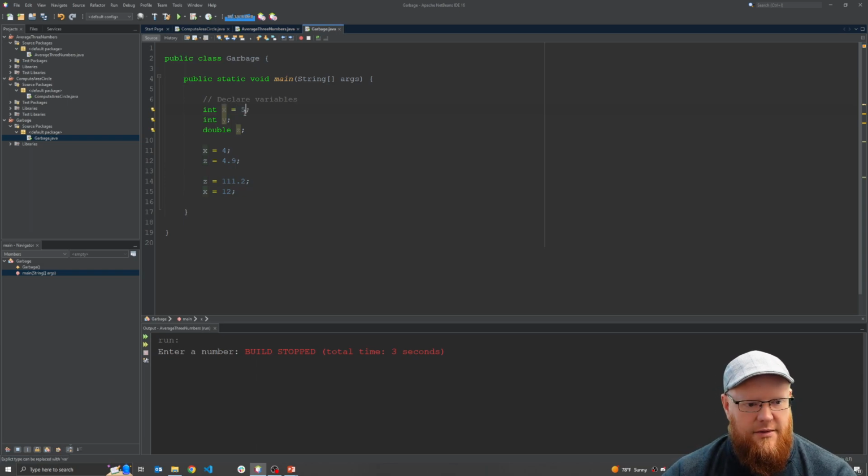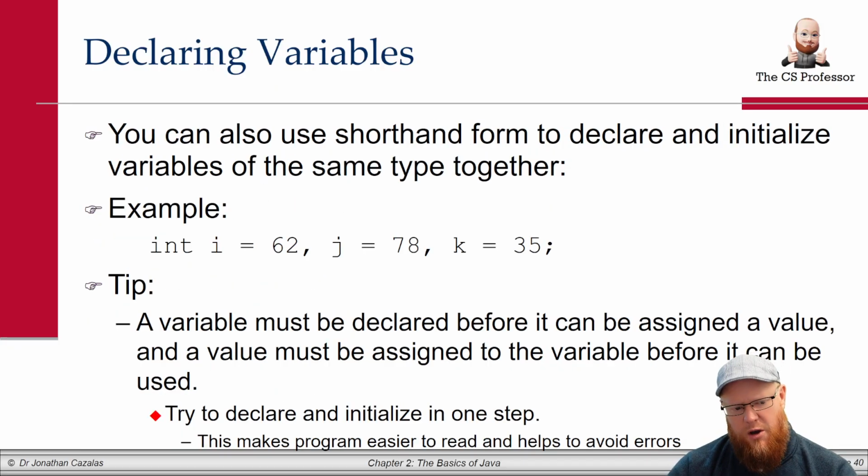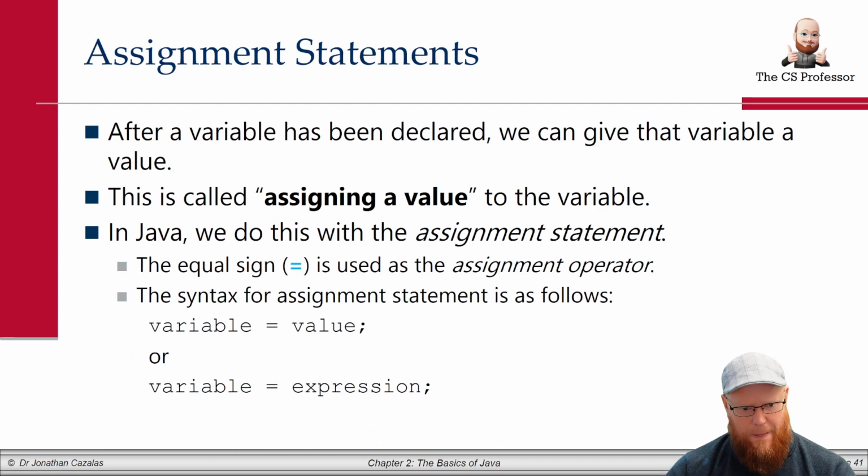I can say int x equals 5. I can then say int y equals 4. Let's make it 3. Double z equals 77.49. Weird, but it works. So we can declare and initialize those variables in one go. Also notice that we can declare and initialize many variables all on one line, as you see here. Int i is 62, j is 78, k is 35. That's allowed because it's the same data type. So if I have int and they're all the same data type, we can do that in one step, and it makes it a bit easier for you.